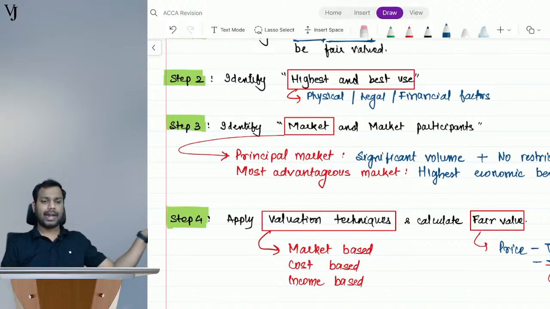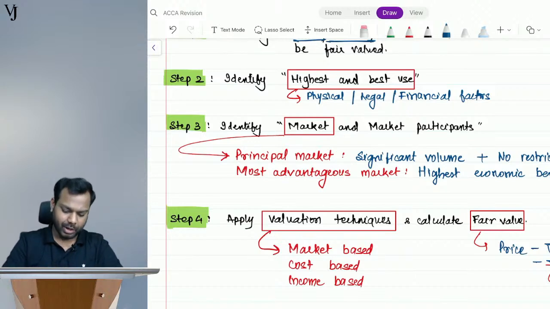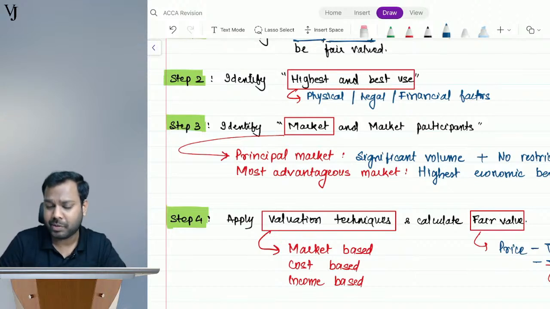I have a land here, just beside my home. I have an open land here. If I open a commercial space there, it will be valued at, you can say, 10 crores. But if I open a residential place there, it will be valued at 8 crores.